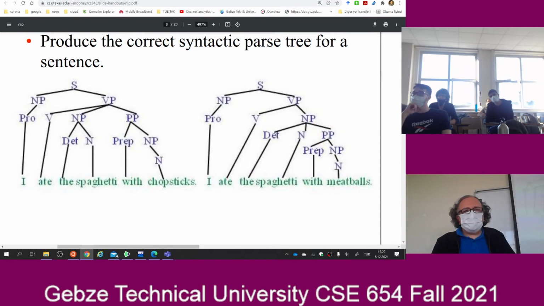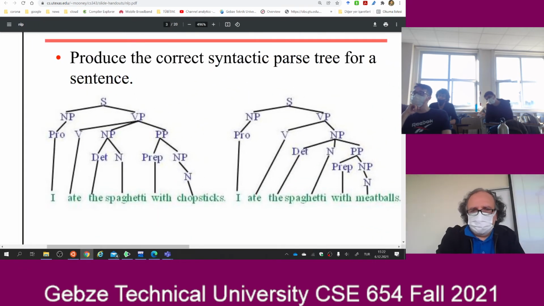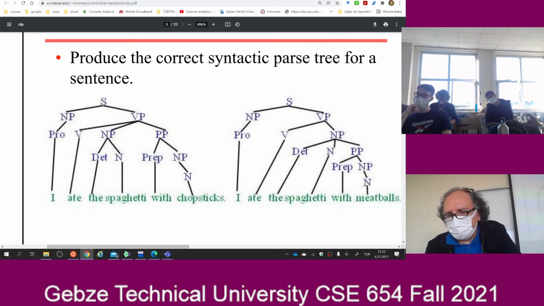I ate the spaghetti with chopsticks. Both sentences, okay? Translate this one and translate this one into Turkish, after we come back. We will come back in 15 minutes. It is 15:35.